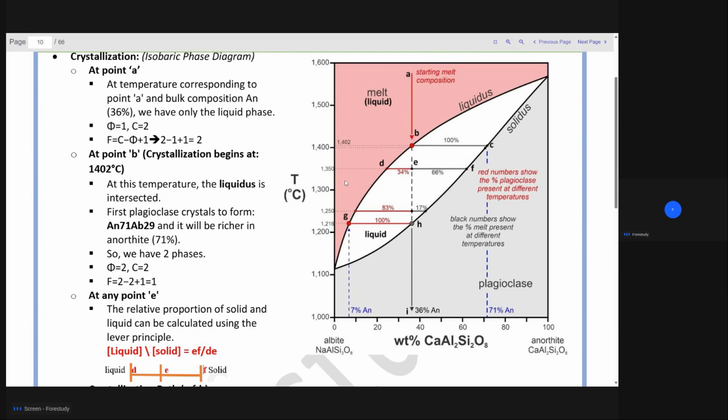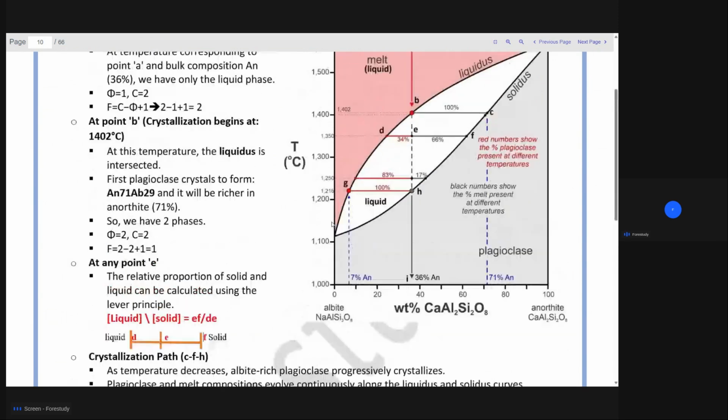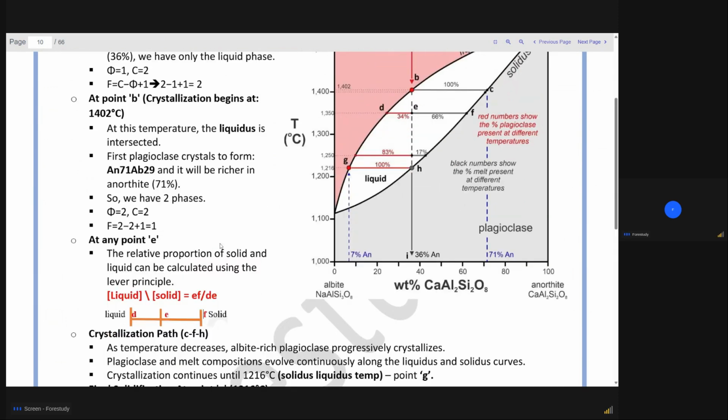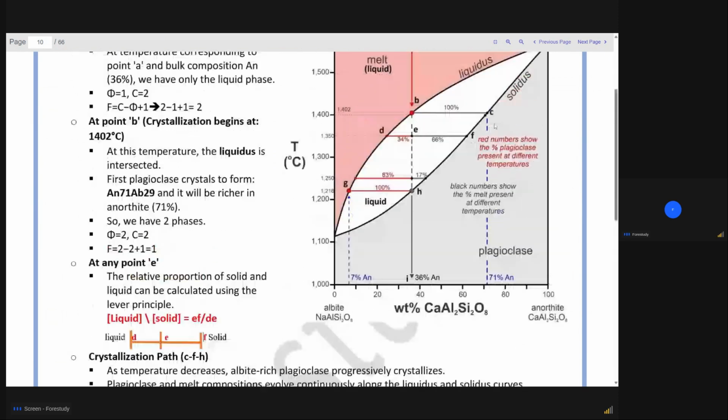This is called the lever rule. At any point E, the relative proportion of solid and liquid can be calculated using the lever rule, that is liquid by solid equals EF by DE, that is the ratio. So we get this using the lever rule. The crystallization path will be CFH, whereas the melting path is BDG.